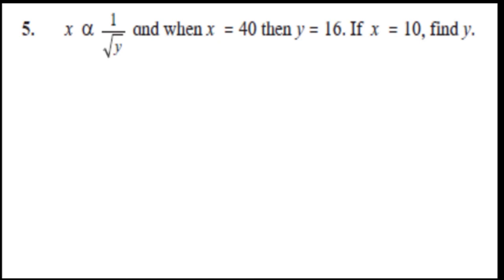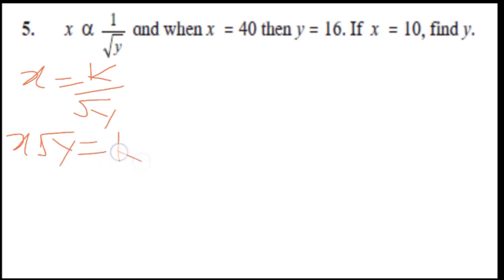Next question, if x is proportional to 1 upon square root of y, and when x is equal to 40, y is equal to 16. If x is equal to 10, find the value of y. Here x is inversely proportional to square root of y, means x is equal to k upon root y, means x into root y is equal to k. Substitute the values of x and y. X is 40 into square root of y, y is 16, is equal to k.